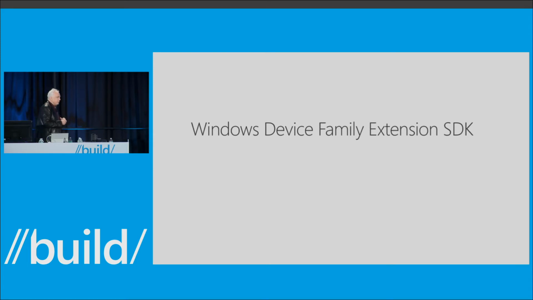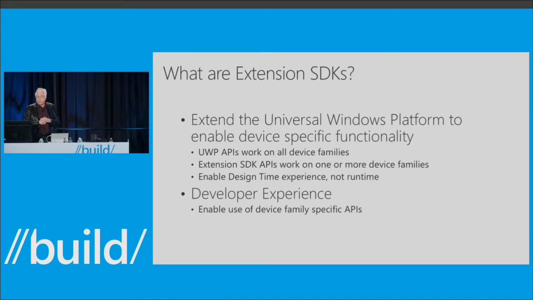So that leads us to extension SDKs, and then I'll show you some code and an example to bring this all home. What is a device family extension SDK? We have the mobile extension SDK. You'll see that in Visual Studio. Basically, an extension SDK is the metadata and tooling necessary for you to use API contracts that are available on a device in addition to the universal APIs that are available on all devices.